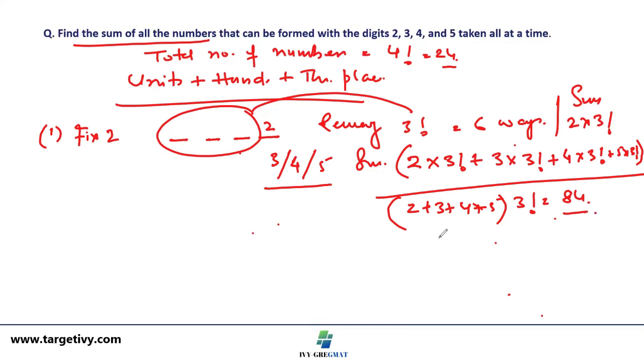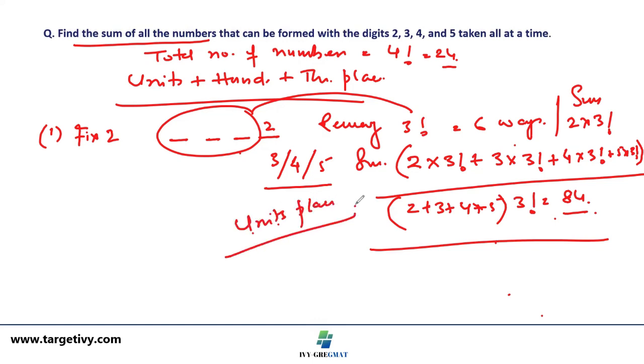But remember, this is only for the unit space. Now, what to do for the rest of the places? For the tens place, it is 84 into 10. For the hundreds place, 84 into 100. For the thousands place, it will be 84 into 1000.